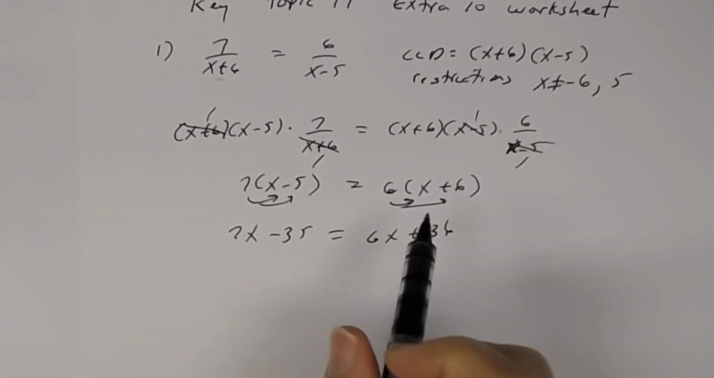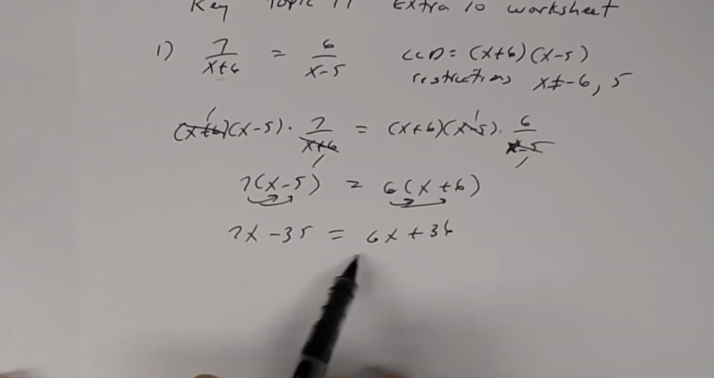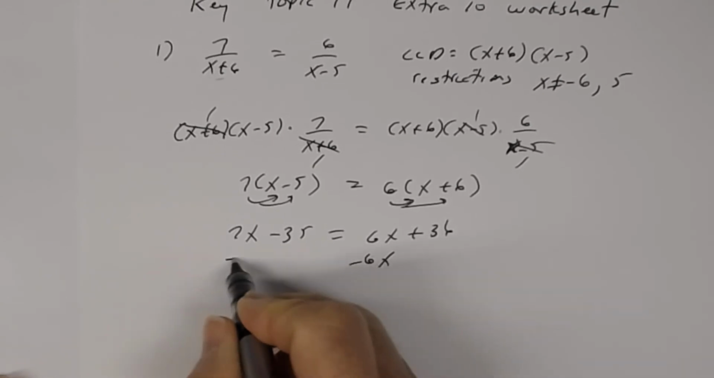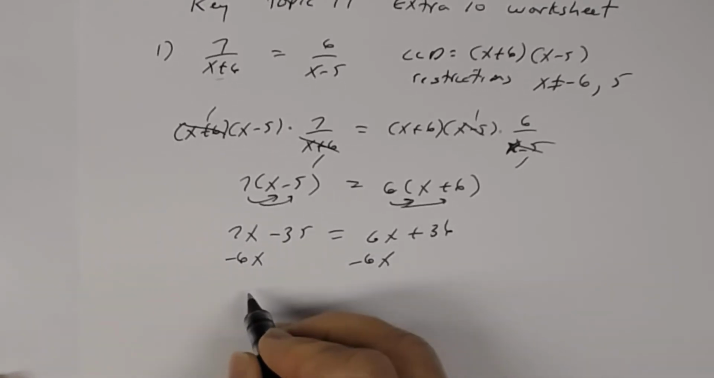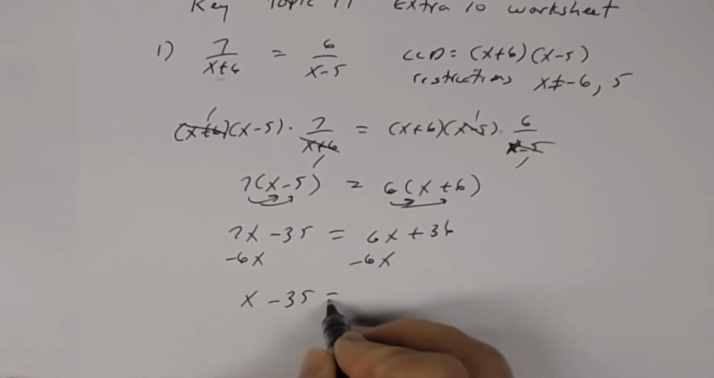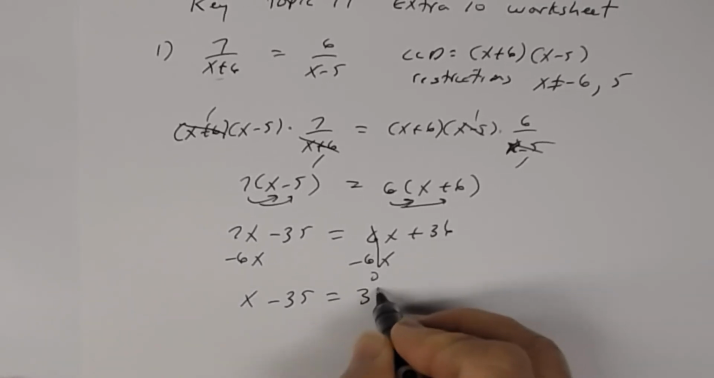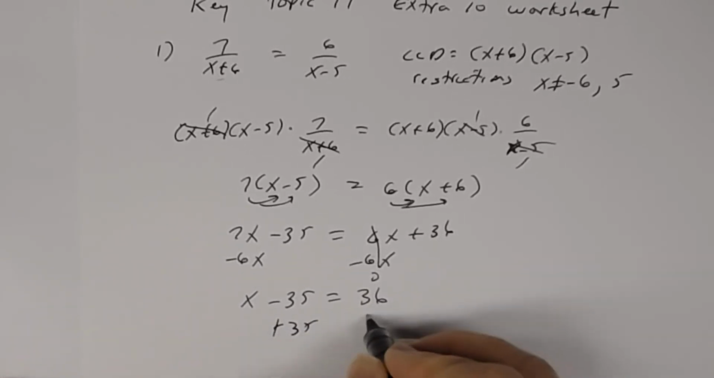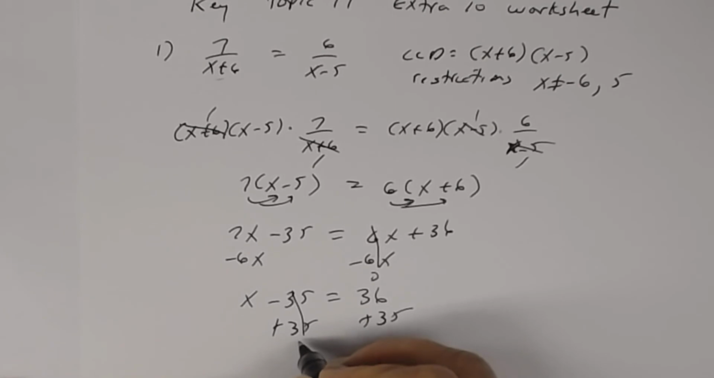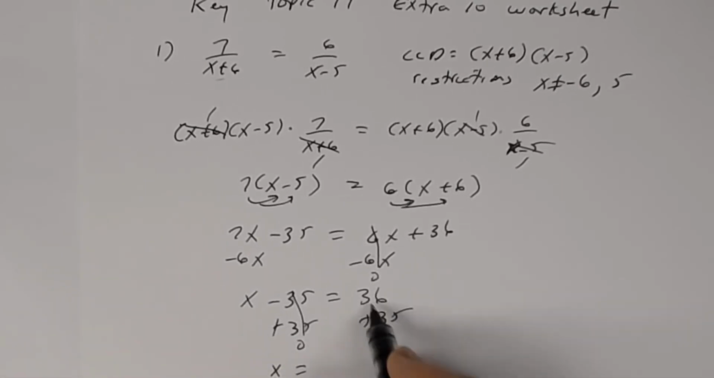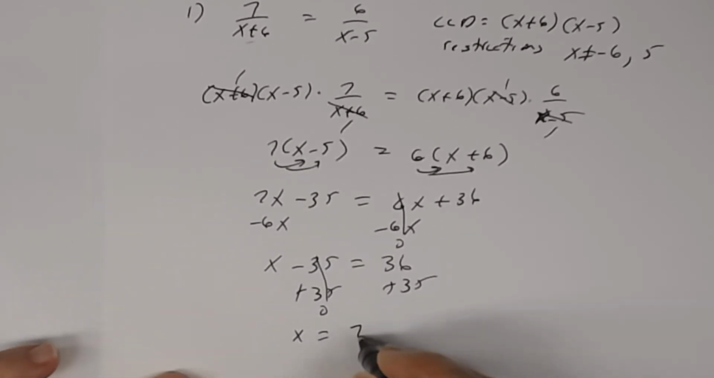This is a linear equation. So I went from a rational equation to a linear. So let's go ahead and subtract 6x from both sides. 7x subtract 6x is x, minus 35 equals 0, 36. Add 35 to both sides. I get, and combine like terms, this is 0. So I get x to be, and then 36 plus 35 looks like that's what, 71?